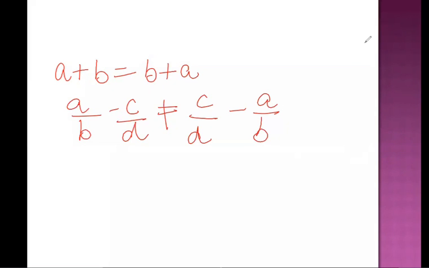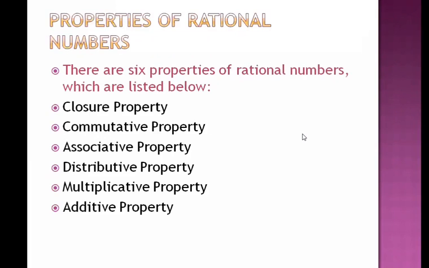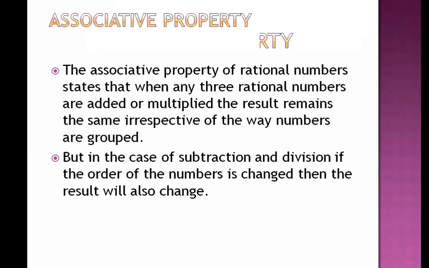Now, let's talk about the next topic, that is associative property. Associative property of rational numbers states that when any three rational numbers are added or multiplied, the result remains the same irrespective of the way numbers are grouped.